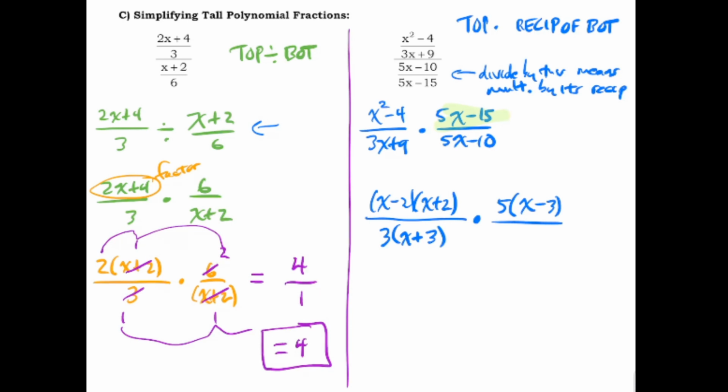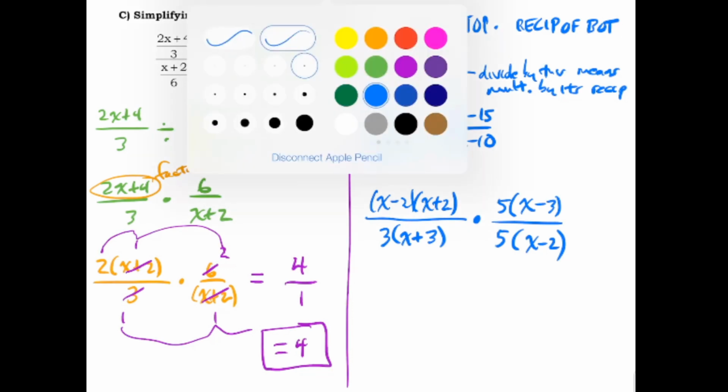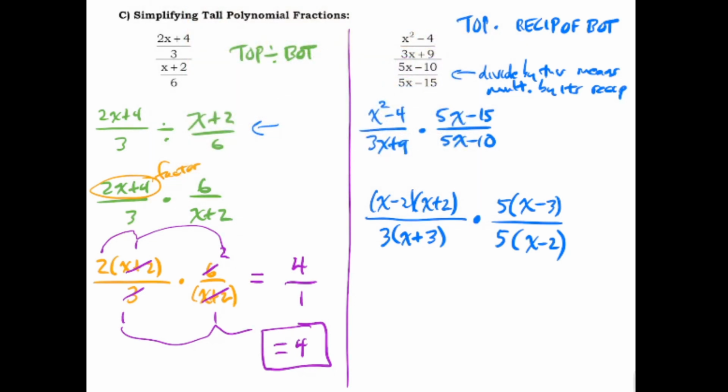And then you look at the bottom here, and you say, can I pull something out? Yeah, I can. I can pull out a 5. I really can. And that'll leave me with an x minus 2. Okay, so we unstacked it. We've got it all factored up into its little pieces. Now comes the fun part, the canceling. That's the part I like. X minus 2's are going to cancel. Woohoo! 5's are going to cancel. Woo!